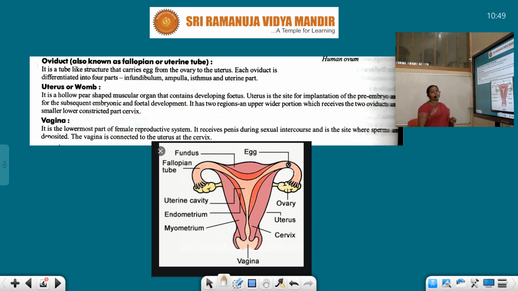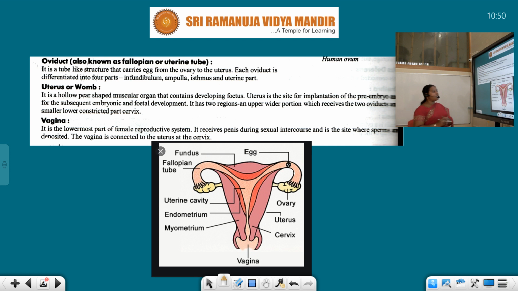And let us talk about the oviduct. So far, students, we discussed the ovaries and the ovum, and now we are going to discuss the other important parts of our female reproductive system, like the oviduct, also known as the fallopian tube, and the uterus and the vagina. These are the main important parts. Students, let us talk about the oviduct.